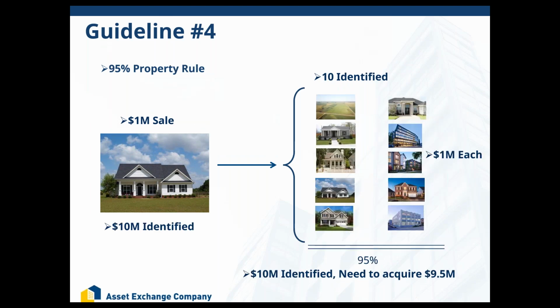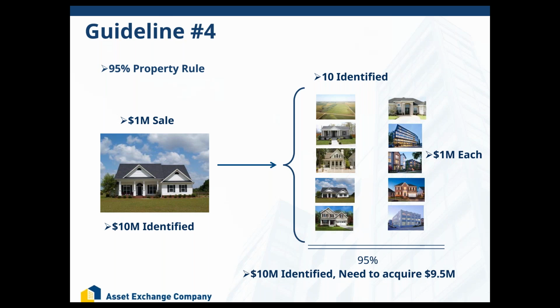Now, here's the 95% rule. Again, this is where you exceed the three property rule and you exceed the 200% rule, but you must acquire at least 95% of the value of all the properties that you've identified. So here's how it works. Again, we sell for $1 million. Now, in this example, we go out and we identify 10 properties. Because we've identified 10, what just happened? We've exceeded our three property rule. Let's keep the math simple in this example too. We're going to buy each one of those properties for $1 million apiece. Now, we've identified how much in property? $10 million worth of property.